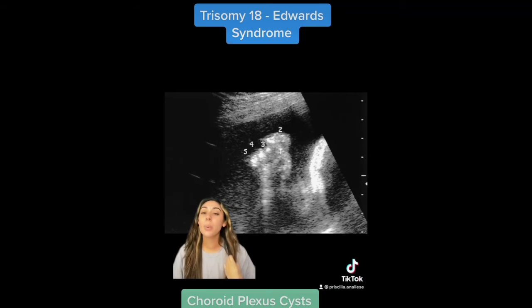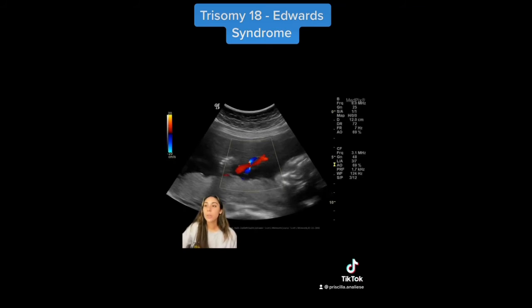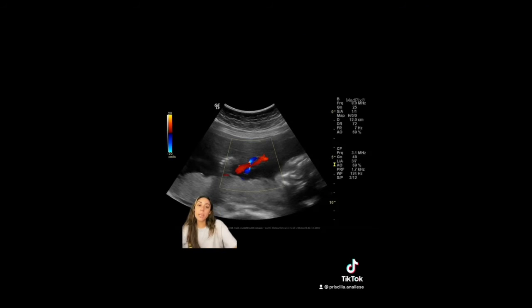The second one that we already went over, again, clenched hands. Again, it's 80% of cases mostly have this physical feature. So the last one of the three is having a 2-vessel cord. As we all know, normally we are supposed to have a 3-vessel cord, so 2 arteries and 1 vein.